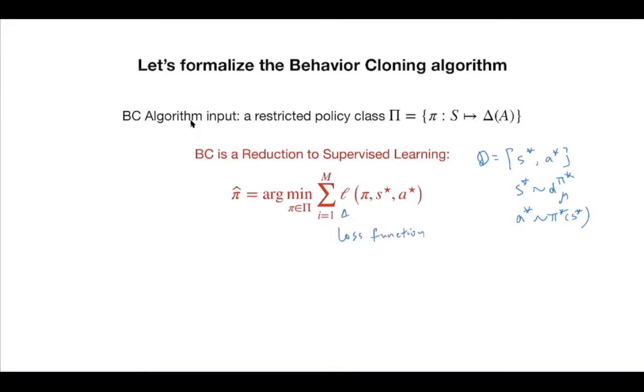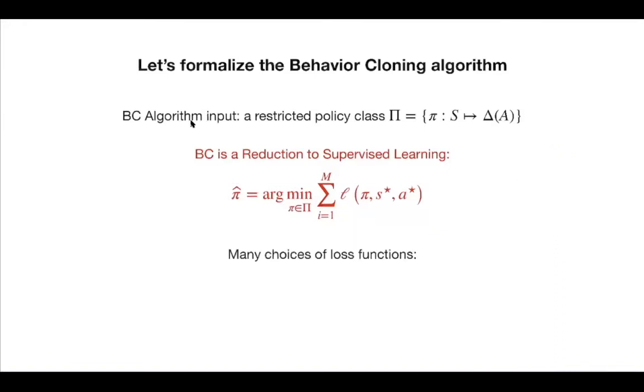Right? And I'm just going to search for a policy that minimizes this loss function averaged over the entire training data set. So this is nothing fancy here. It's literally a multi-class classification problem. So for examples of the loss function, the first thing you can do is this negative log likelihood.